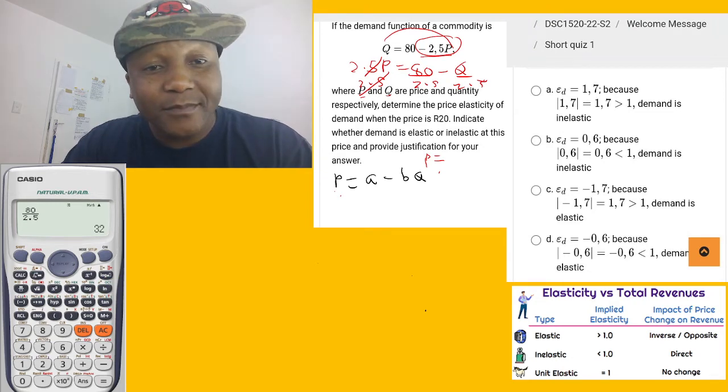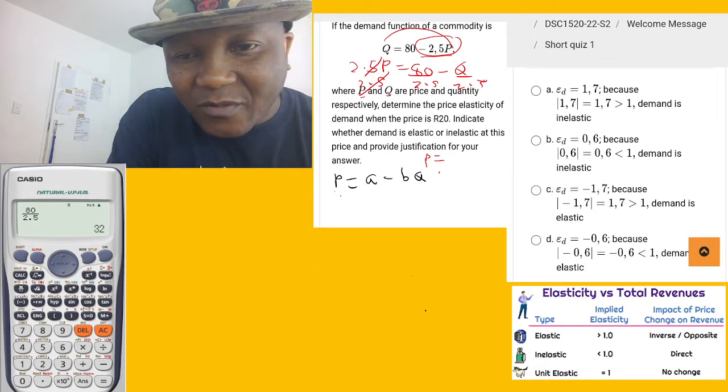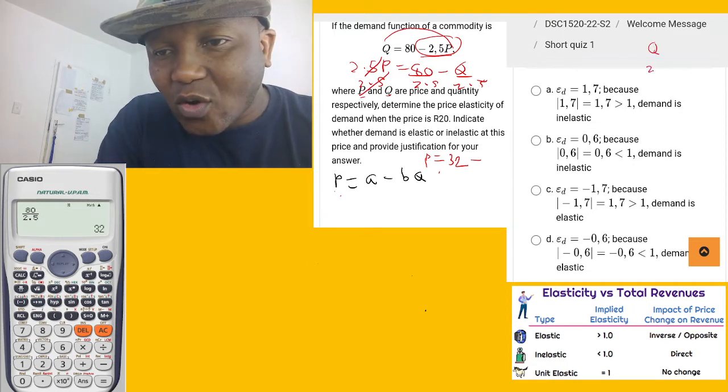32. So this is gonna be 32. When you divide this, it's gonna be 32. 80 divided by 2.5 is 32, minus. Now it's Q over 2.5. Look like it's Q over 2.5 is minus. So let me say 1 over 2.5.